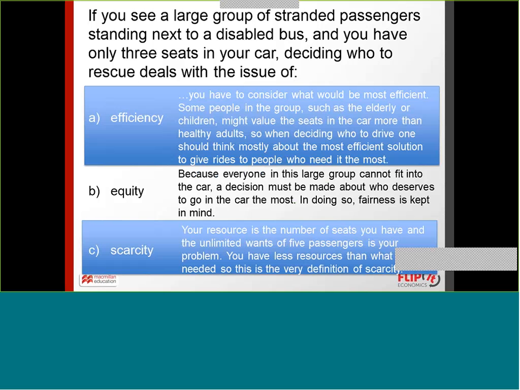But these students who are thinking about efficiency and equity, which is really how do you decide? Not the fact that you have to decide. The fact you have to decide is about scarcity, but how you decide, you may think about, well, what's the most efficient? What creates the greatest total surplus? That might be taking the person who's willing to pay the most in your car. Equity may be taking the person who you feel is more deserving.